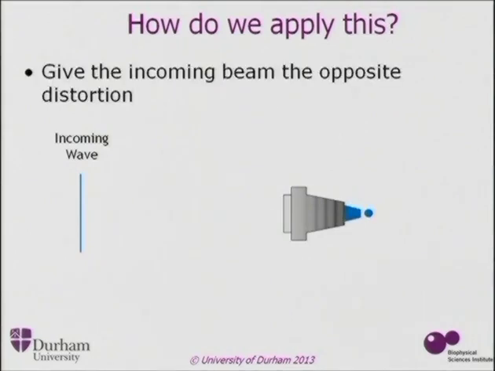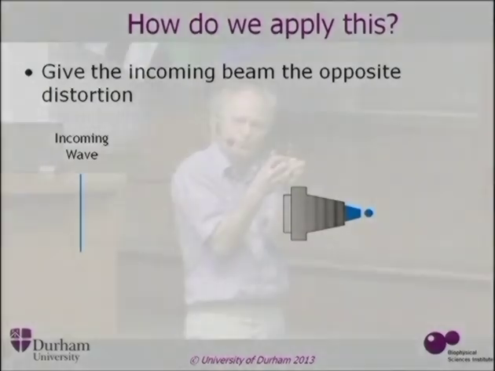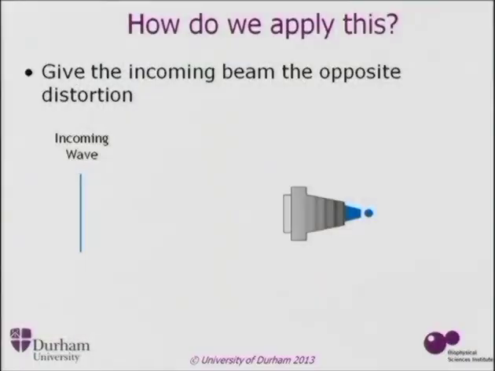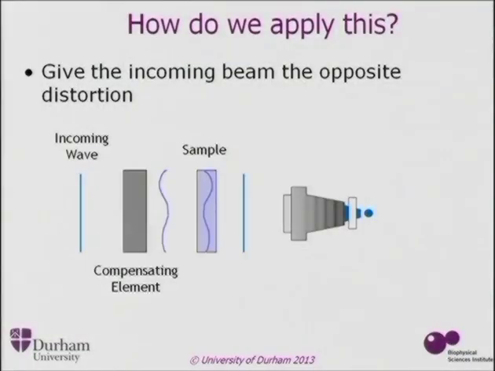So what can we do about it? If we had some light that was coming in here, so this is for multiphoton imaging, if you like, and we want to make that spot as small as possible because that's what sets our resolution. If we give the incoming beam the opposite shape, so we have some optical element which bends the light this way, when it then hits the sample, which is bending it the other way, what we can end up back with is a nice flat wave.